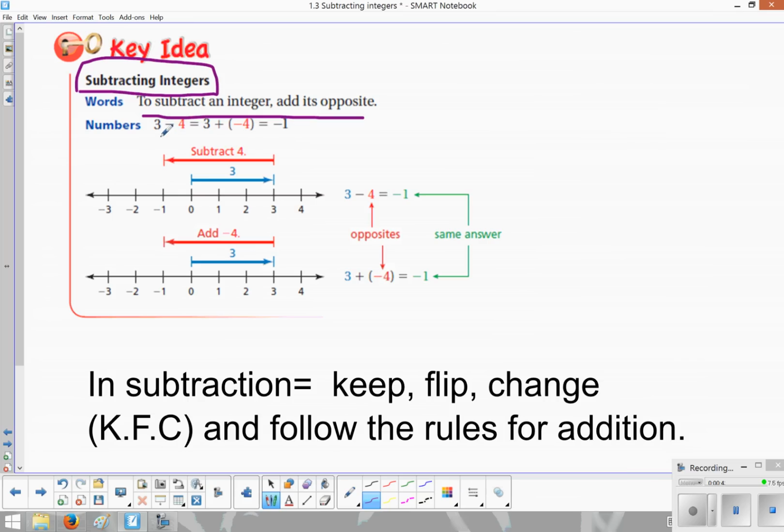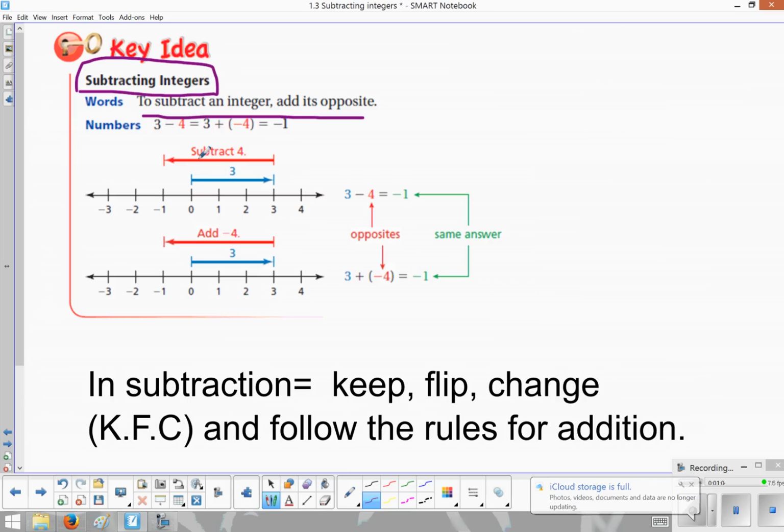It says here 3 minus 4 equals negative 3. So what they did is they started from 0. They went over 3, subtract 4. So they started from 0 from here. But then to show 4, they're going to go from 3 to the left, 1, 2, 3, 4, to show that this is a negative 4.